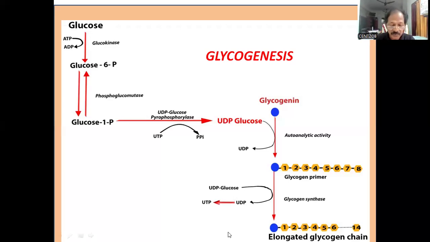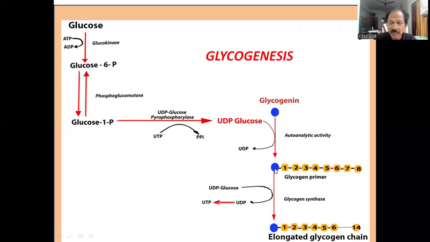For the synthesis of the glycogen primer, we require a molecule known as glycogenin, which is a dimer protein. A glucose molecule from UDPG is transferred to the glycogenin protein. I told you, UDPG is the activated glucose donor in the process of glycogenesis. This reaction is catalyzed by glycogenin itself, that is, it is autocatalytic activity.